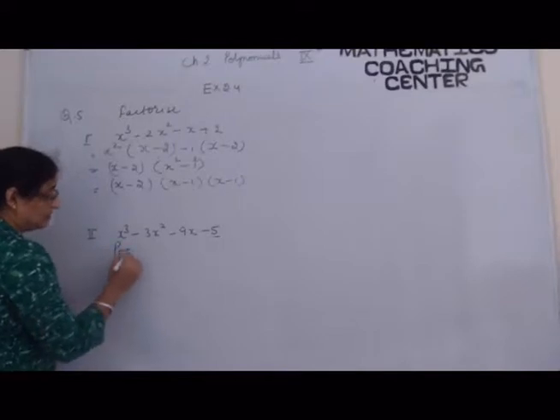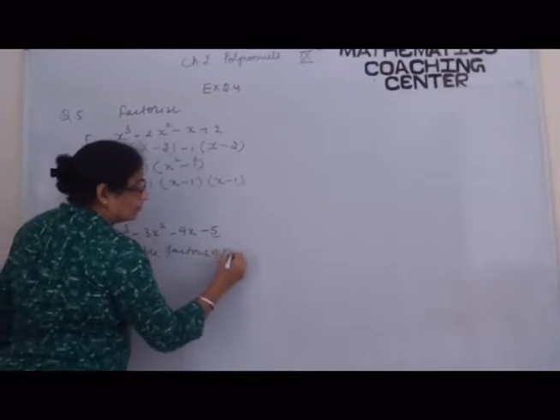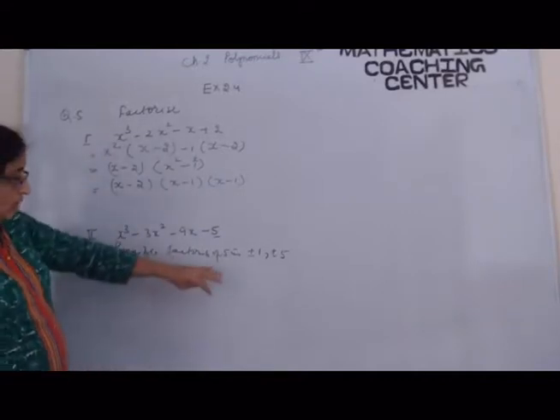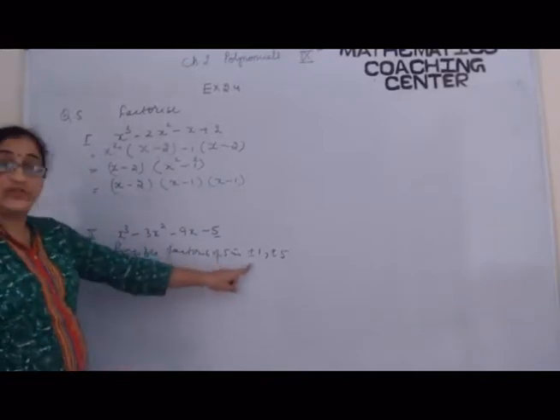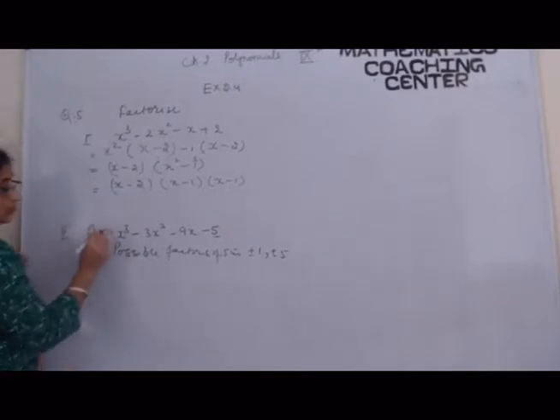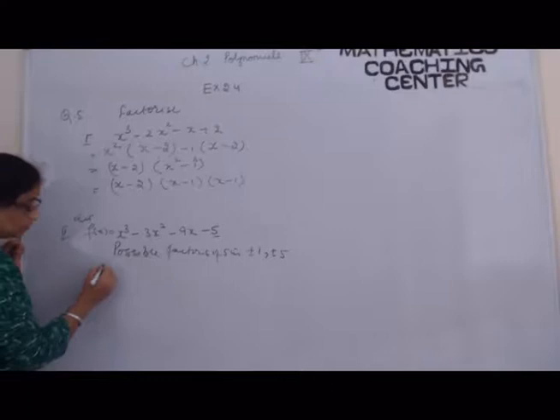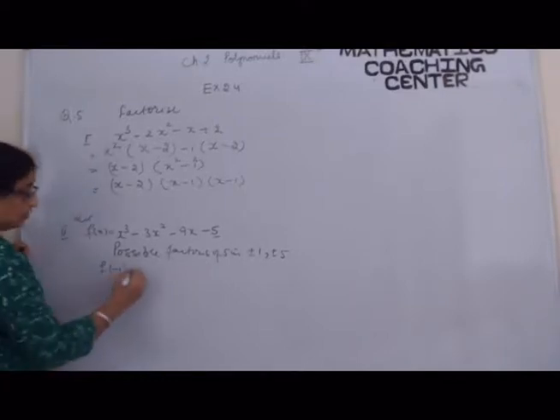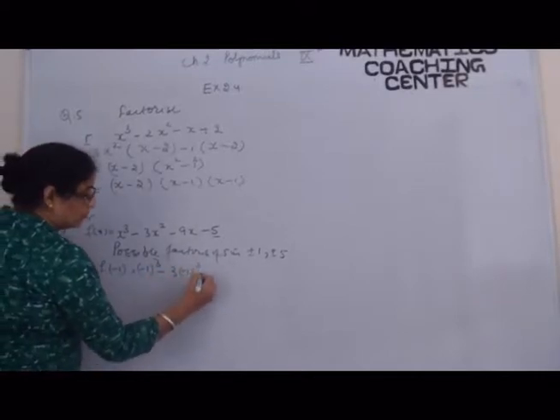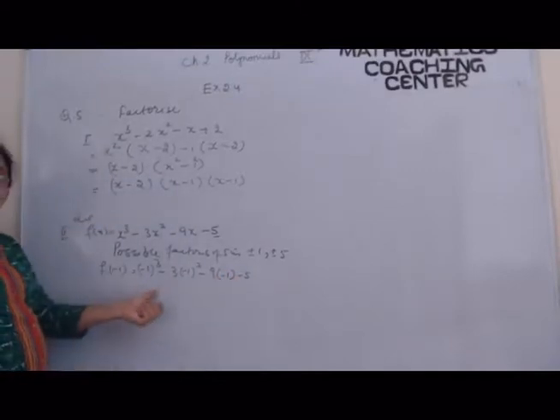So the possible factors of 5 are plus minus 1 and plus minus 5. Now we have to choose x is equal to minus 1. Suppose f(x) is equal to this polynomial. Now when x is equal to minus 1, we find f of minus 1, that is minus 1 raised to power 3 minus 3 into minus 1 raised to power 2 minus 9 into minus 1 minus 5. You put x is equal to minus 1 here.